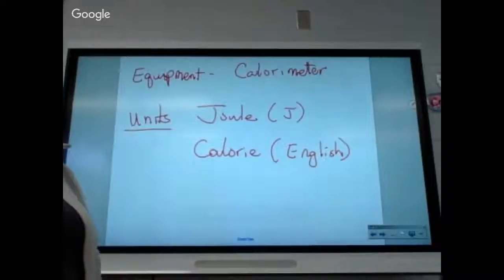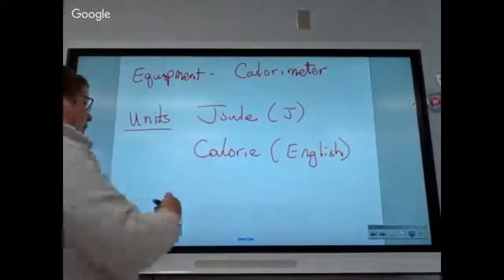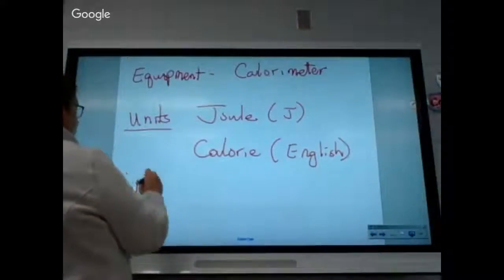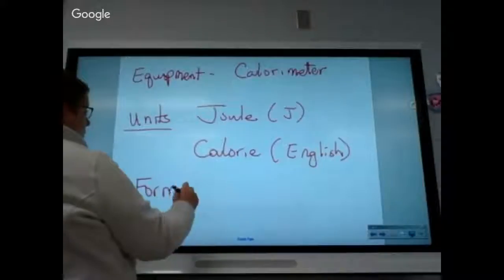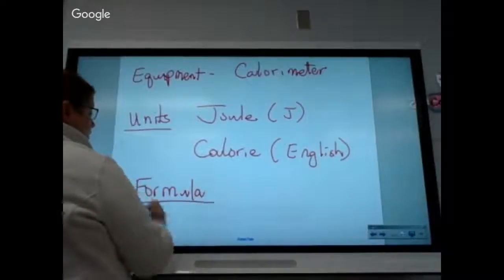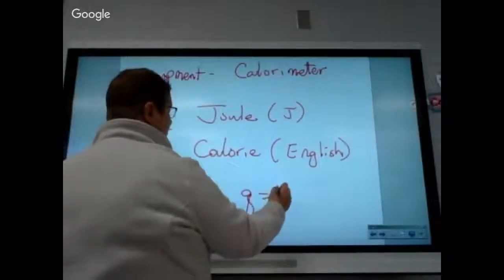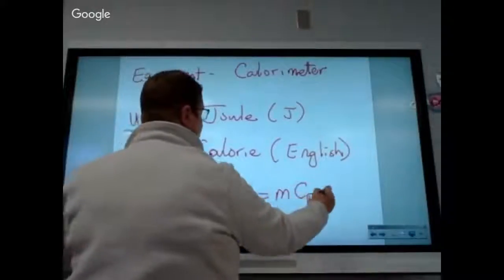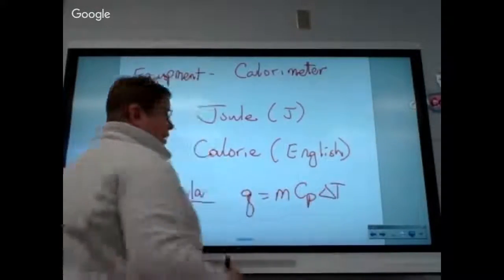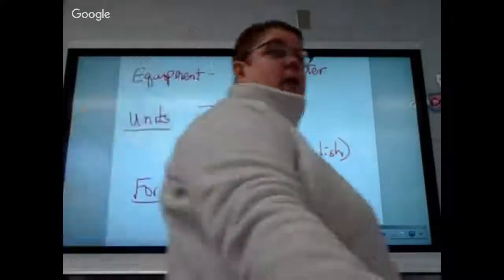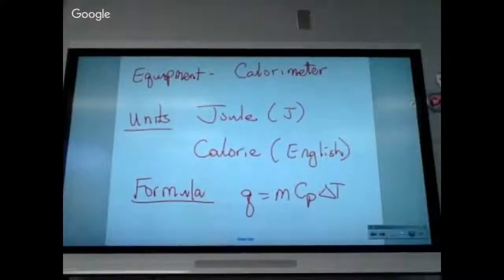Now, the last thing I'm going to write up here that we're going to learn to use tomorrow, it's where we'll begin our lesson. The formula that we're going to learn for tomorrow is Q equals m c_p delta T. So when I say to y'all tomorrow, where did I leave off and what do I need to pick up with? Y'all tell me.